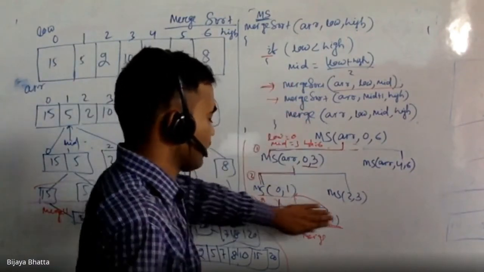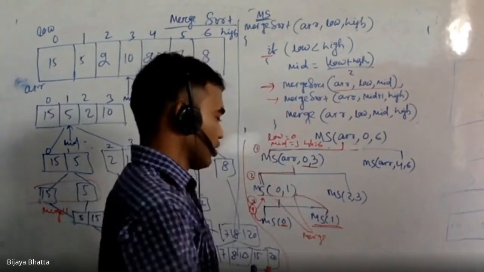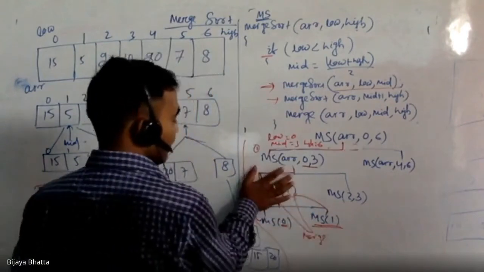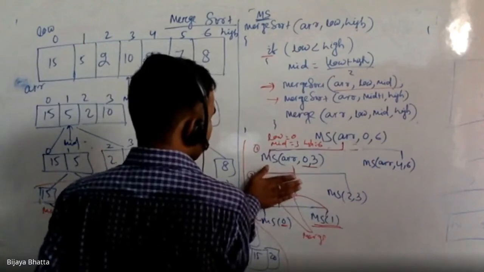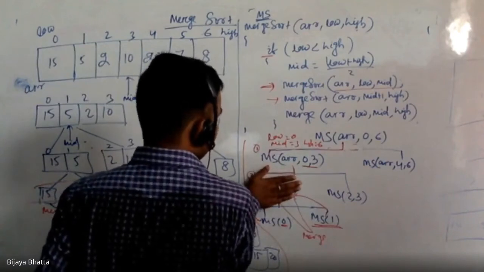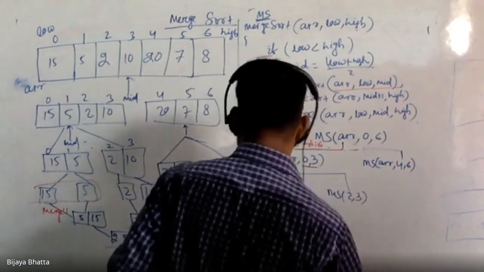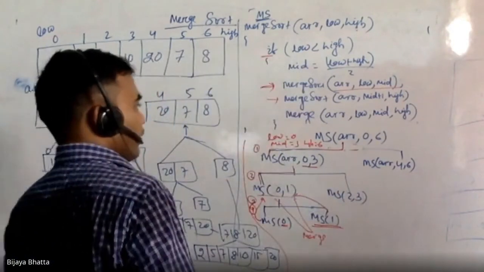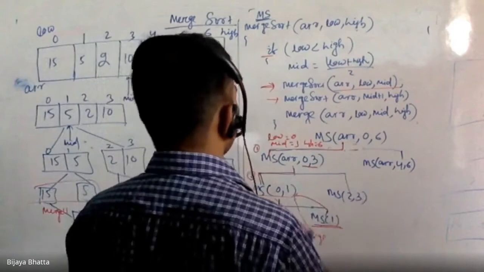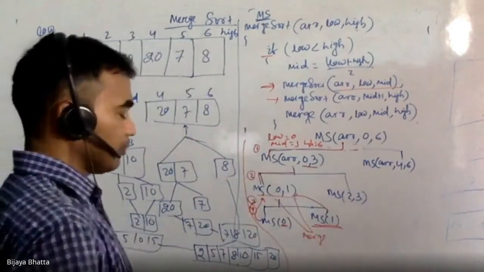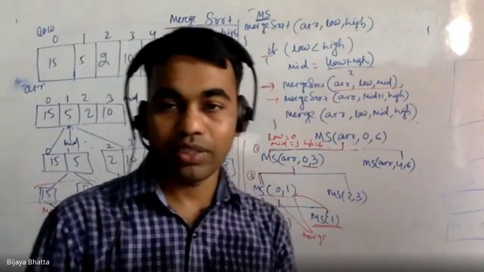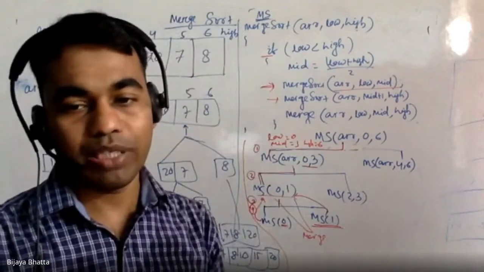So once 0 is done, 1 is done, then it will do a merge operation. Once the merge is done, then it will be returned from the called function, that means it will be returning back to here, right? Then it will go to the right part, right? So the right part, again it will keep on doing the same thing. Okay, so this is the working principle of the merge sort. Okay, so this is the complete working principle of the merge sort.